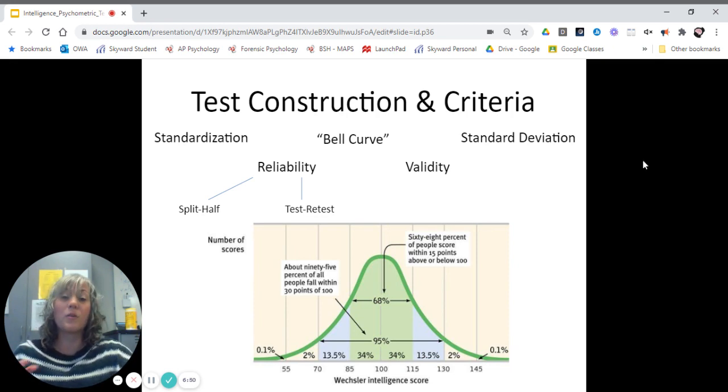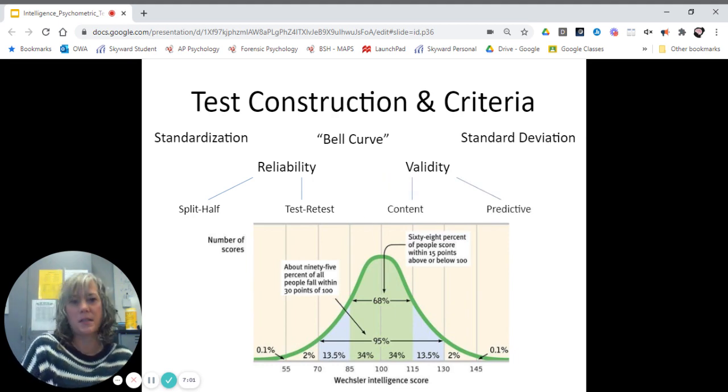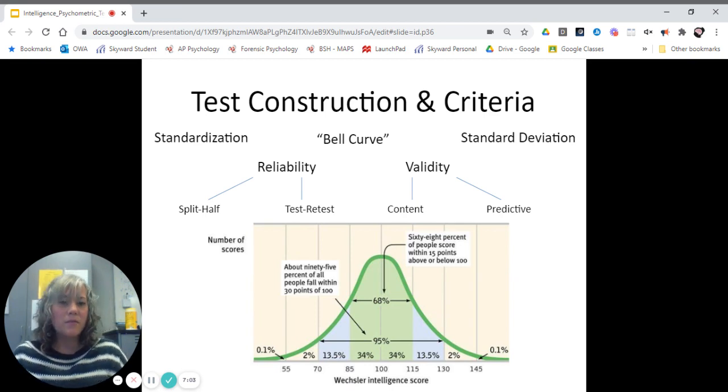Okay. Now, validity is: is it actually measuring what you expect it to measure? And you've got content and you've got predictive validity. Content validity is the content of the test itself. So it's the questions on the test. Are they good questions? Do they have a problem?